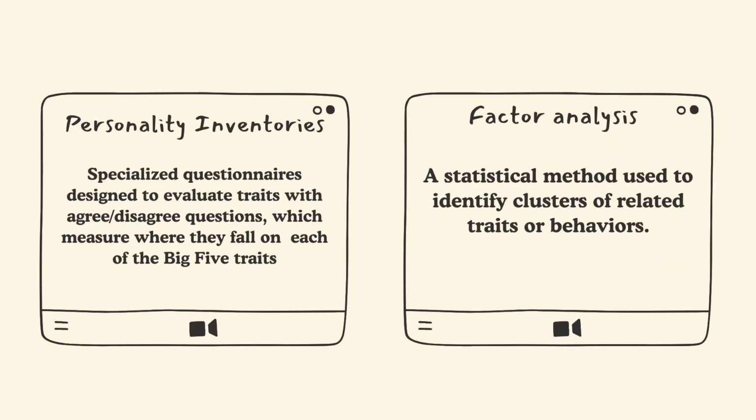We're going to talk about personality inventories. These are specialized questionnaires designed to evaluate traits with agree or disagree questions, which measure where people fall on each of the Big Five traits or the Big Five theory. Factor analysis is a statistical method used to identify clusters of related traits or behaviors. Cluster, you can think of it as a group.